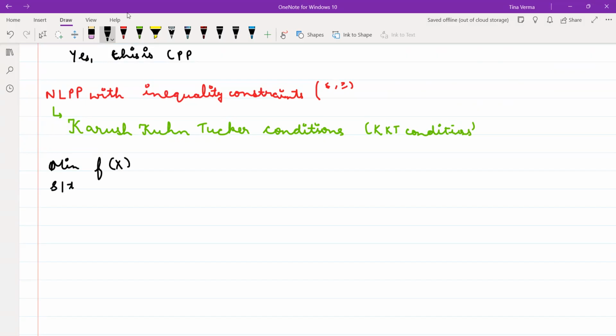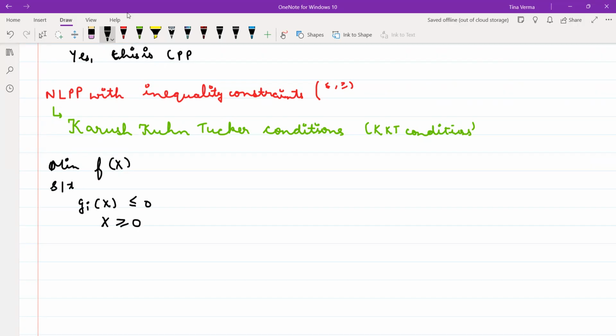And if you have the constraints, all the constraints of less than type, right? You can shift the right-hand side towards this so that it becomes g_i(x) less than or equal to 0, and x is greater than or equal to 0.